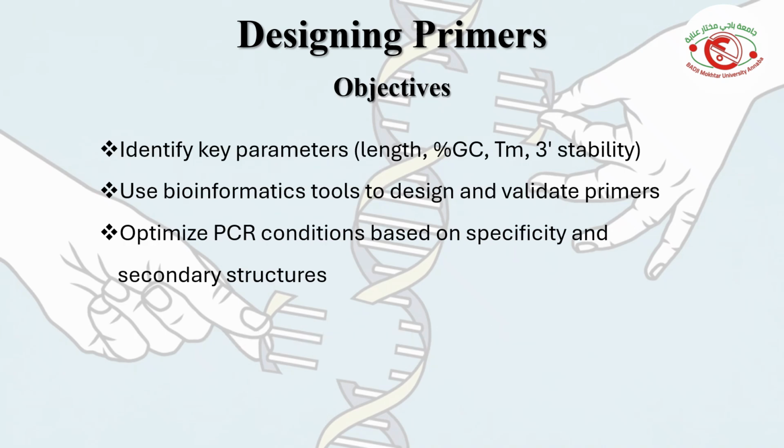In this session, we will focus on three main objectives. First, to identify the key parameters of primer design such as primer length, GC content, melting temperature, and stability at the 3' end. Second, to use bioinformatic tools to design and validate primers effectively. And third, to optimize PCR conditions by taking into account both specificity and the presence of secondary structures. By the end of this session, you should be able to apply these principles in practice when designing your own primers.